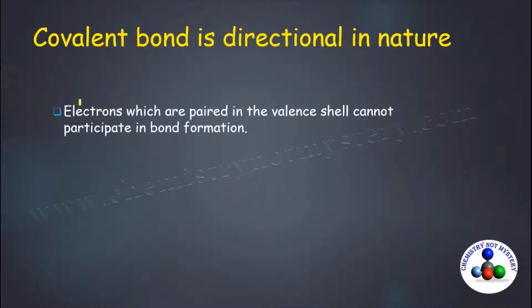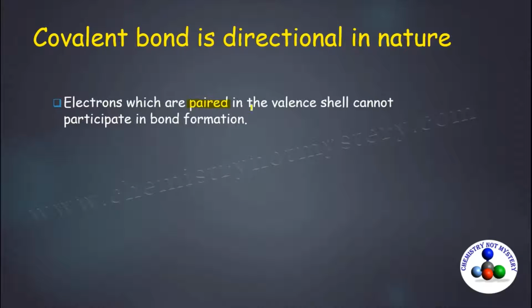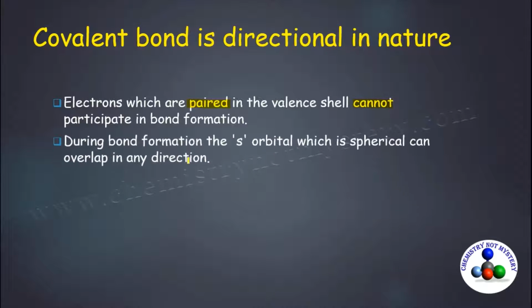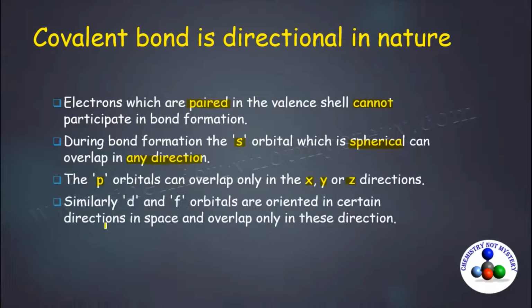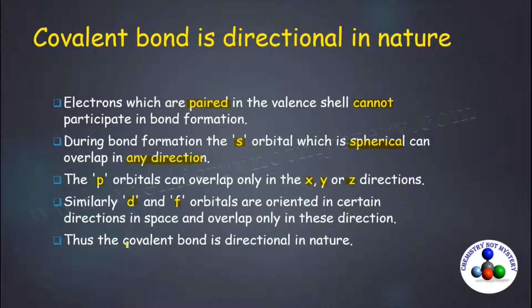According to valence bond theory, paired electrons present in the valence shell cannot participate in the bonding. During bond formation, the s orbital can overlap in any direction because it is spherical in shape, while p orbitals can overlap only in the x, y and z directions. Similarly, d and f orbitals can also overlap in only certain directions. Thus, covalent bonds are directional in nature.